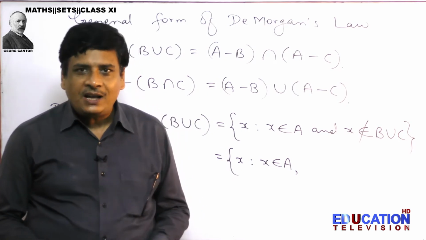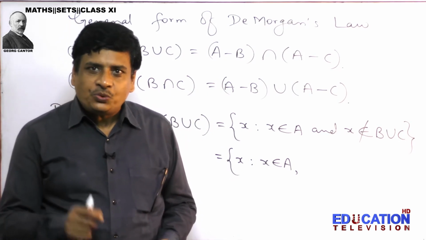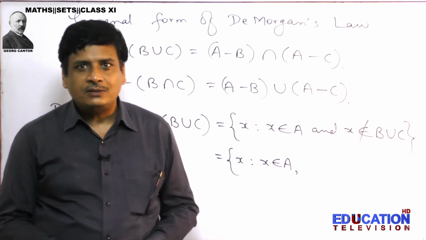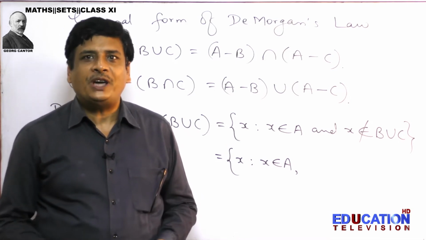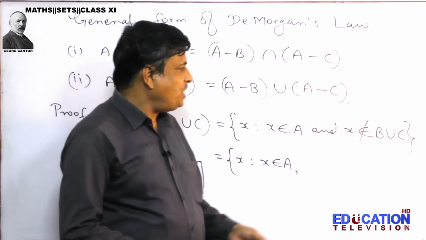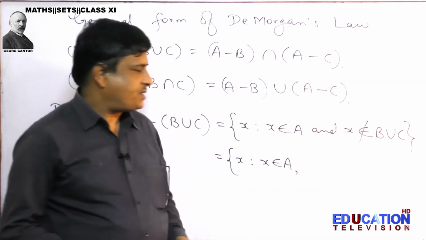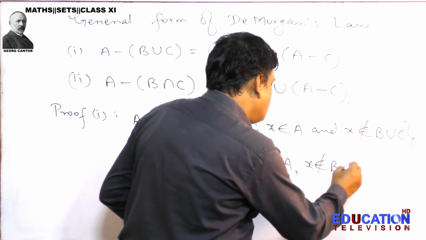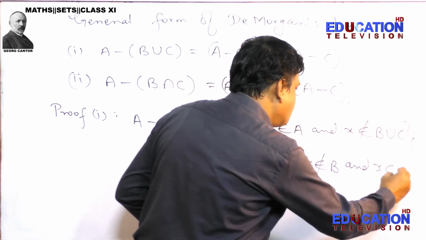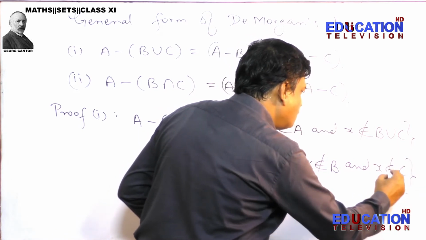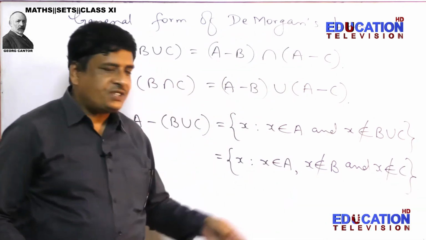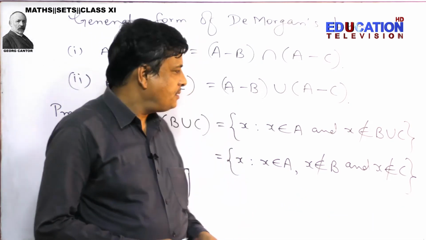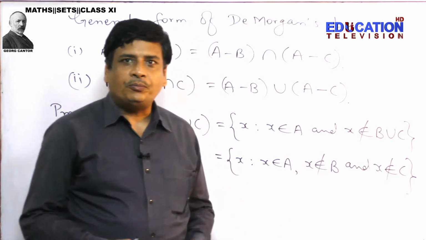For an element to be in the union of sets, it must be in at least one set. The element will not be in the union of two sets only when it is in neither set. So X is not in B and also X is not in C. Neither of the sets B and C contains the element X as X is not in B union C.